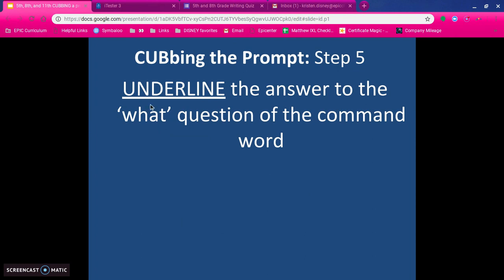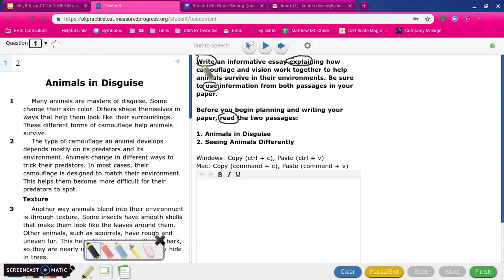So now we're going to take the answers to those questions and we're going to underline them. We're going to underline the answer to the what questions of the bossy or command words. So here we go. Write. Write what? An informative essay. Explain. Explain what? How camouflage and vision work together to help animals survive in their environments.